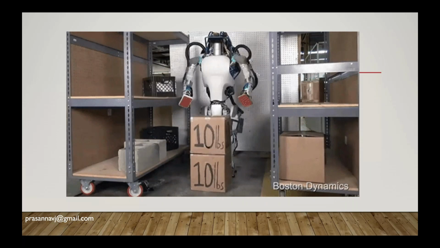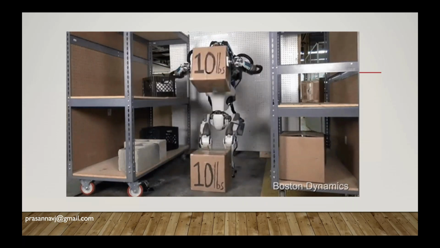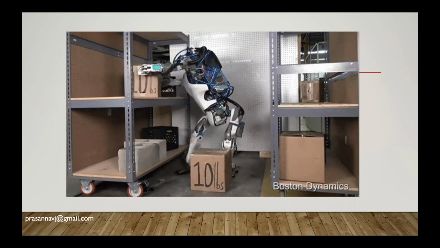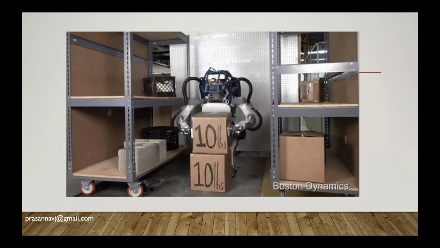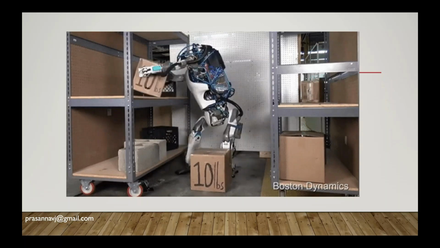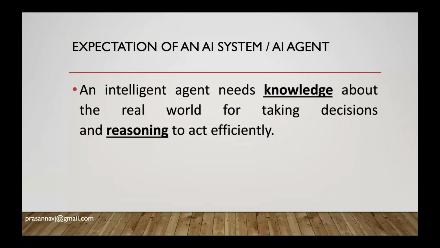So these are some of the actions that it is performing. This is what a typical robot, or I would say an AI agent, is going to actually perform. To summarize the understanding, the expectation of an AI system or an AI agent is that an intelligent agent needs knowledge about the real world for taking decisions and reasoning to act efficiently. Okay, so there are two important pieces here.